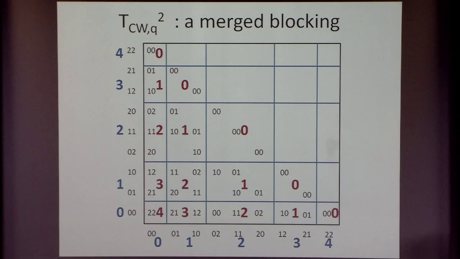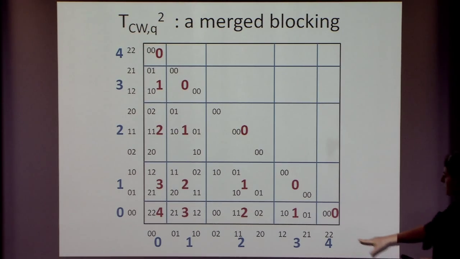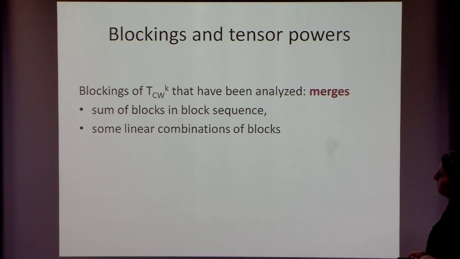And this new type of blocking is the only thing that has been analyzed. So you take the kth tensor power of the Coppersmith-Winograd tensor, look at the induced blocking, merge the blocks using this summing operation, and you get a new blocking, and you analyze this. It turns out you can analyze this recursively. You can get bounds on the values.